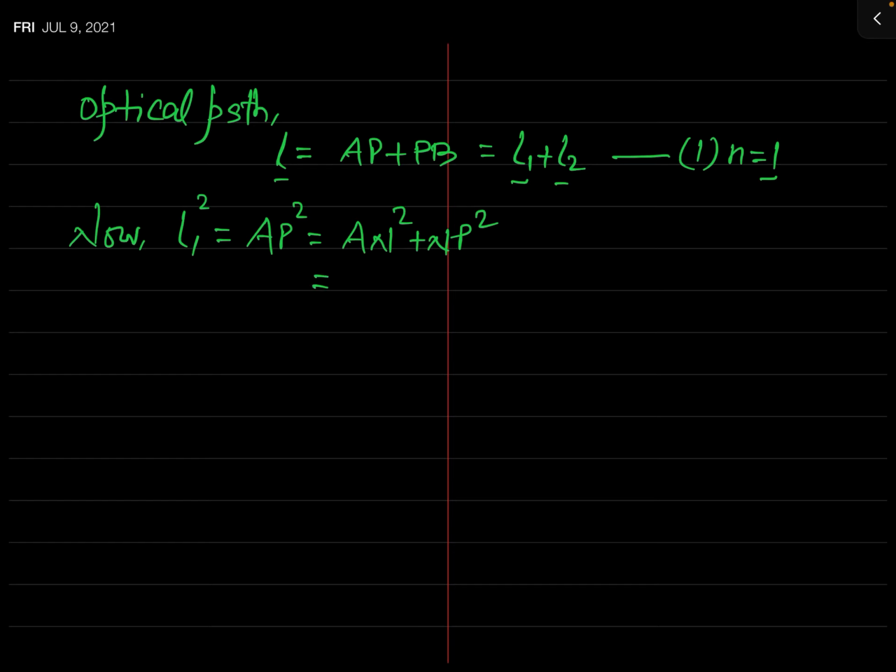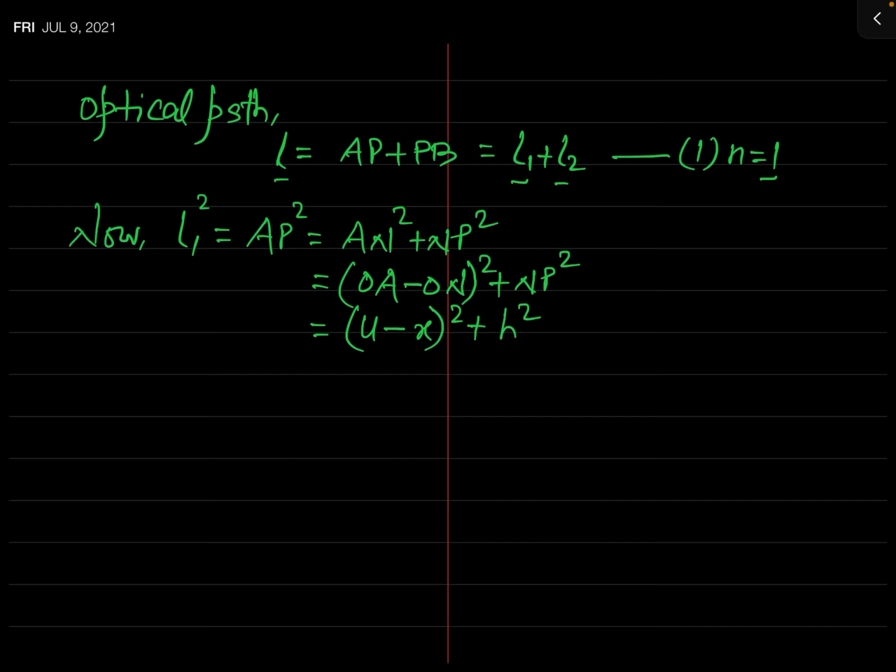And you know AN can be written as what? This can be written as OA minus ON. So OA minus ON whole square plus NP square. And what is this OA? This is simply the object distance U, and ON you have seen in that figure is equal to X. So this is U minus X whole square, and NP is equal to H. So this is H square.